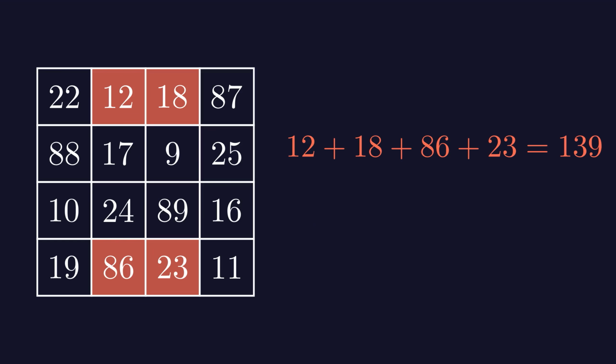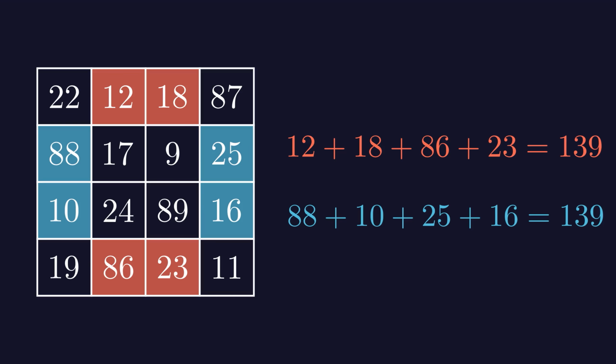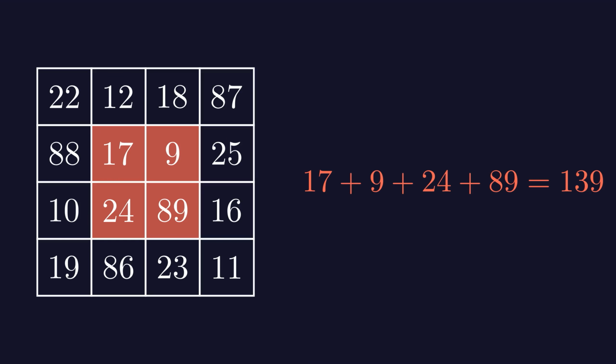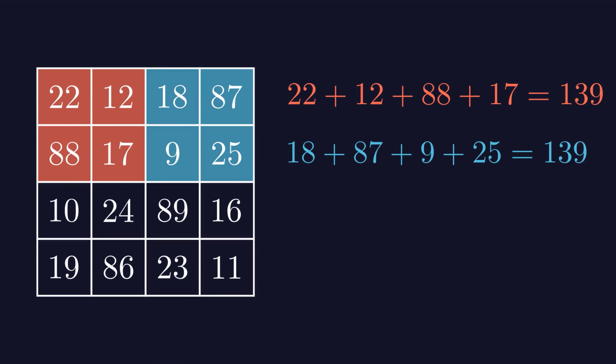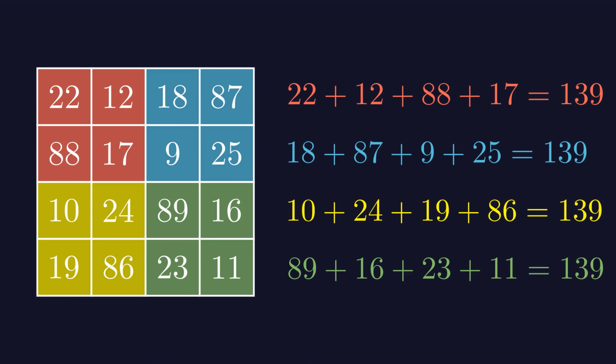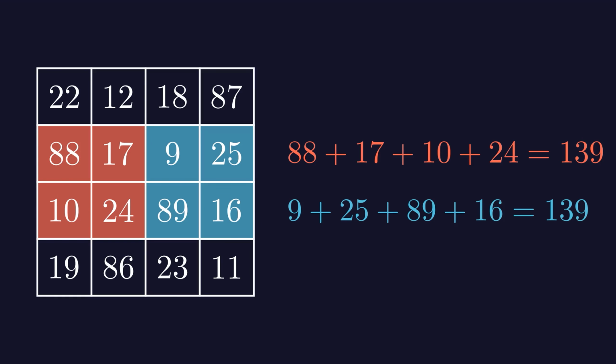Those 4 squares also have a sum of 139. The same is true with those 4, and those 4, and those. The 4 squares in the middle also have a sum of 139. Those 4 too, and those, and those, and those 4, and the 4 on the left and on the right. But this is not all.